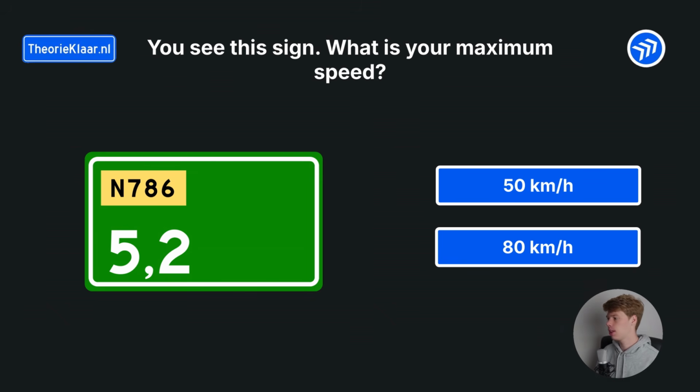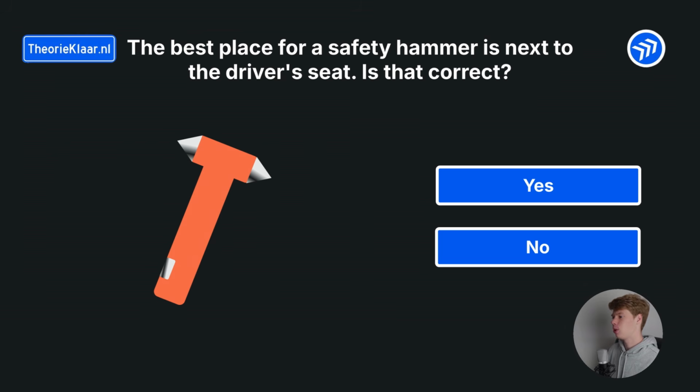And you will find national roads outside of built-up areas. So the maximum speed here is 80 kilometers per hour. And the best place for a safety hammer is next to the driver's seat. Is that correct? Here the right answer is yes, that is the best place for a safety hammer.